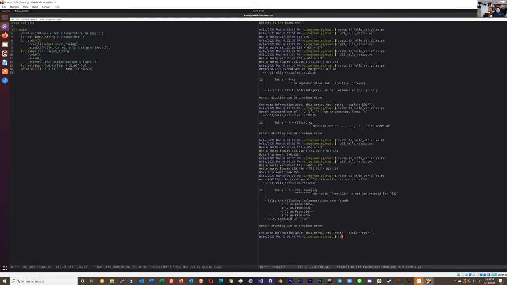Now I should be able to rustc compile user_input. And okay. Now I should be able to run it. So a comfortable temperature is 72 degrees Fahrenheit, which is 22.22221 degrees Celsius, for people who don't know proper temperatures, like all of Europe.